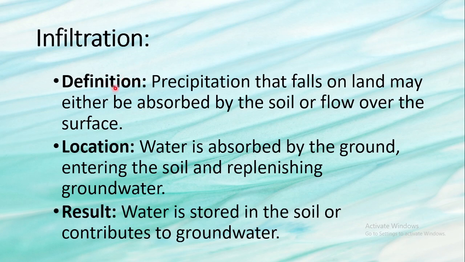Infiltration. Definition: precipitation that falls on land may either be absorbed by the soil or flow over the surface. Location: water is absorbed by the ground, entering the soil and replenishing groundwater. Result: the water is stored in the soil or contributes to the groundwater.